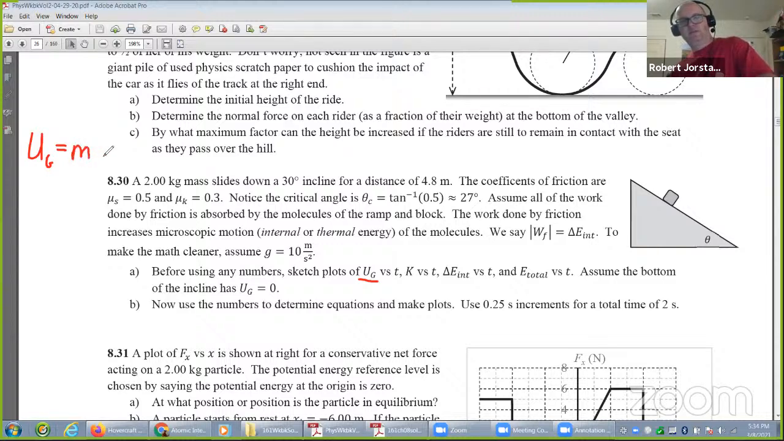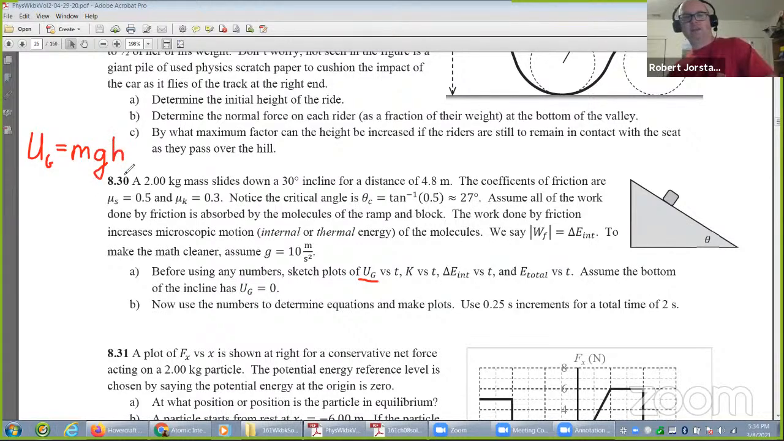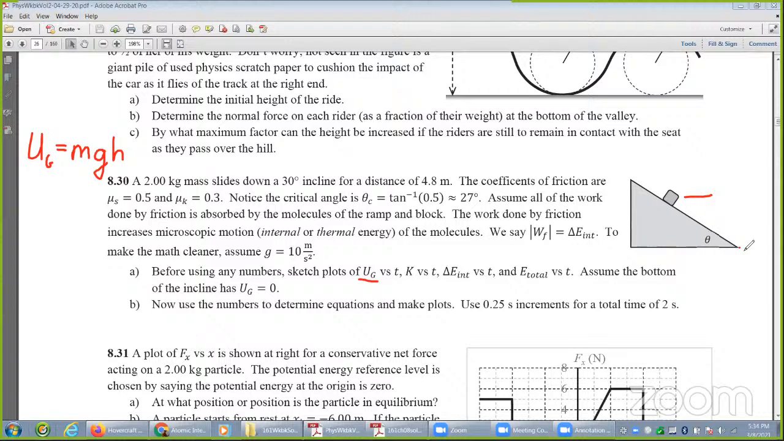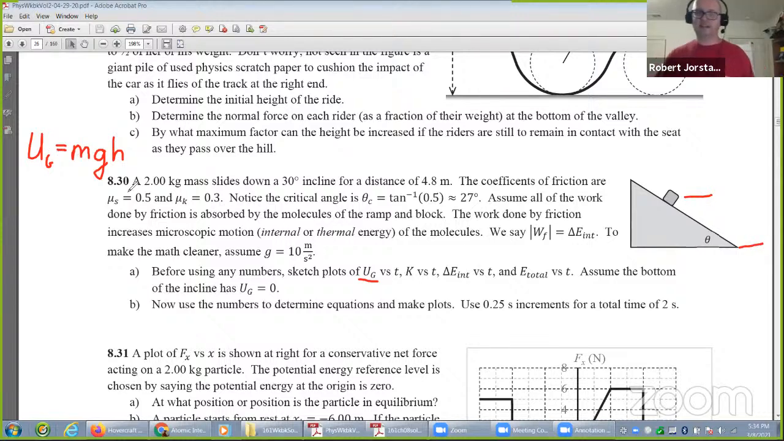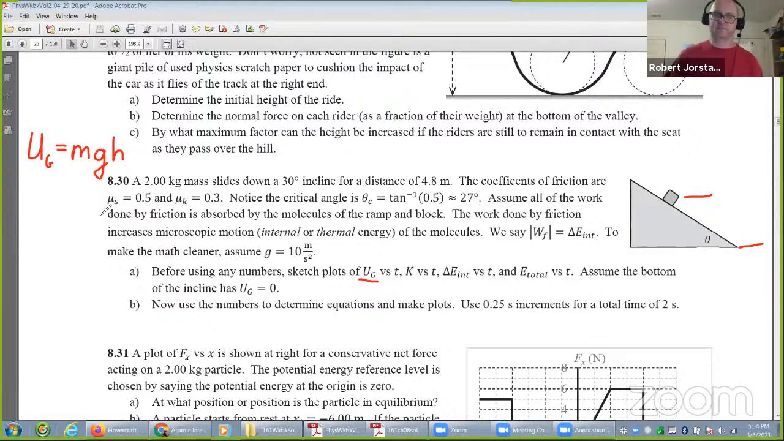M. Do you remember? MGH. Is the height remaining constant? No. Why it changes? So we expect in this case, the height is going down. So what should happen for the gravitational potential energy? Decrease. It should decrease. Is it going to decrease linearly or at some non-linear rate?